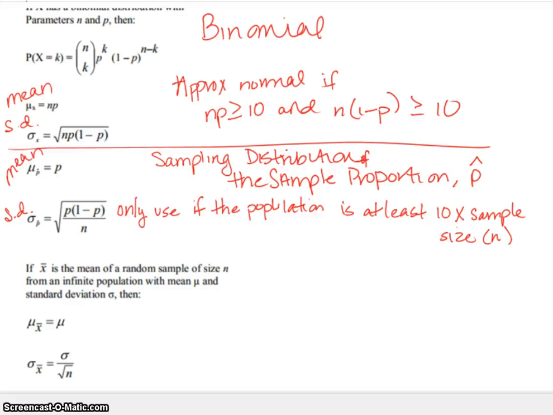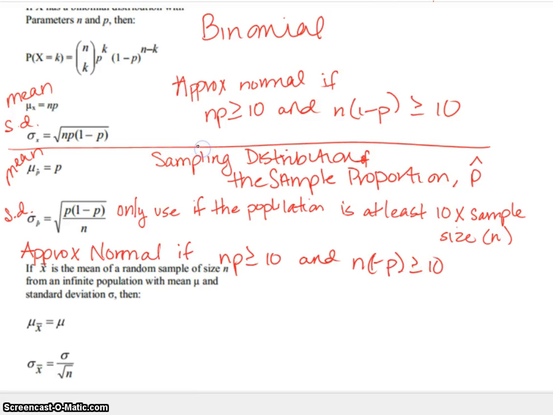And then we can say that the sampling distribution of sample proportions is normal, or we can say it's approximately normal only if n times p is greater than or equal to 10 and n times 1 minus p is greater than or equal to 10. Just like on binomial.